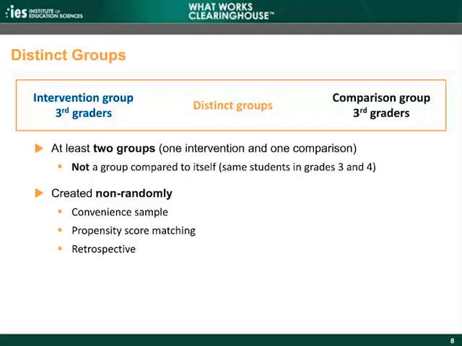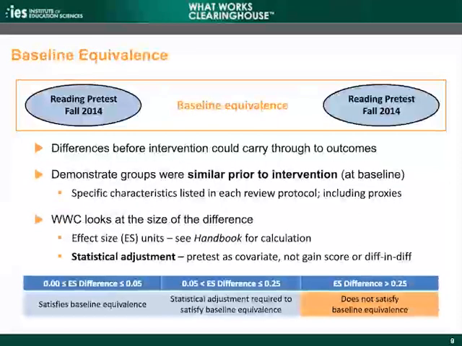So why do we care about establishing baseline equivalence? The key reason we care about establishing baseline equivalence is that if the intervention and comparison groups are different at the start of the study, those differences could carry through to the outcomes and be mistaken for an effect of the intervention. For instance, if the intervention group scores are substantially higher than the comparison group scores on the pretest, and the intervention group also has higher test scores than the comparison group on the post-test, it's impossible to know whether the higher spring test scores are the result of the intervention or the pre-existing differences in the groups.